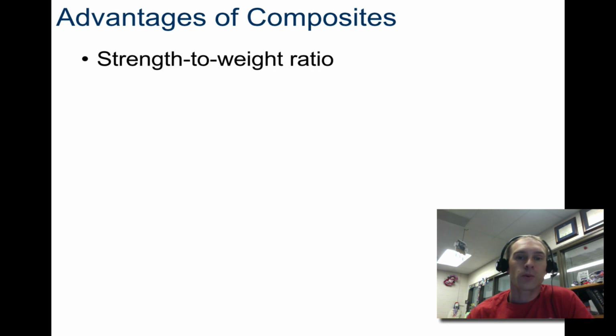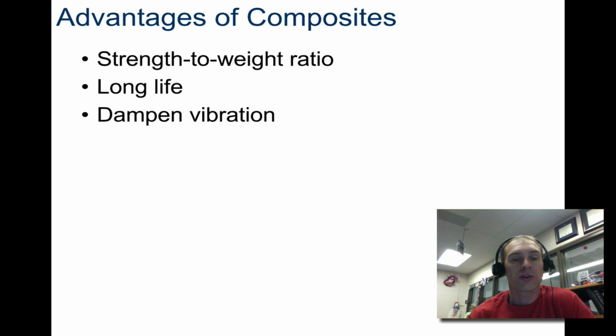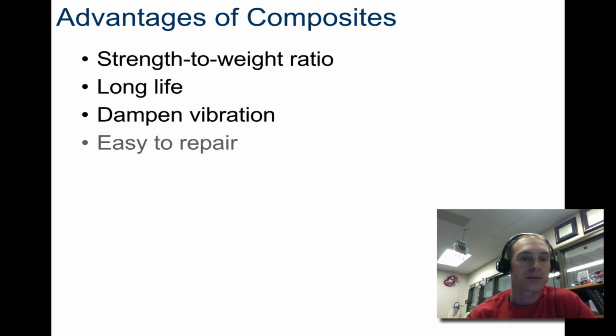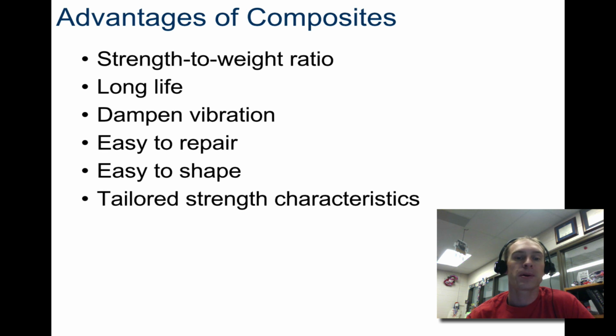One is strength to weight ratio. It usually has a very good strength to weight ratio, and a longer life than some other materials. It's useful for dampening vibrations because it's made of multiple different materials with different vibration oscillation points. It's easy to repair and shape. They have tailored strength characteristics, and they have really good resistance to corrosion.